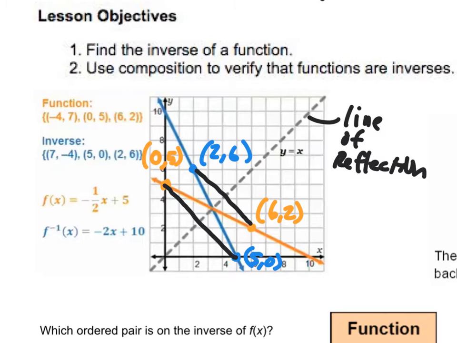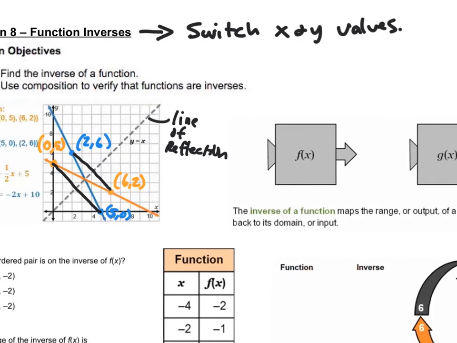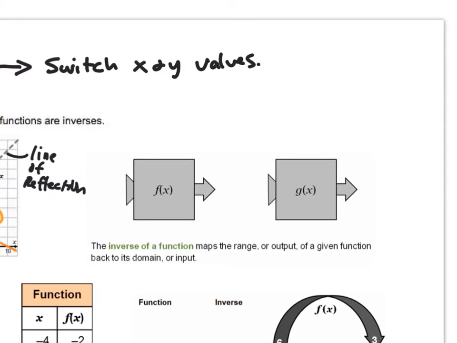And so we get a function here, f of x is equal to -1/2 x plus 5, and that's the orange line here. And then the inverse, denoted by f to the -1 power, which is how you write your inverse, is the function -2x plus 10. I will show you later on how to get these by a couple quick steps. But an inverse function maps the range or output of a given function back to its domain or input.